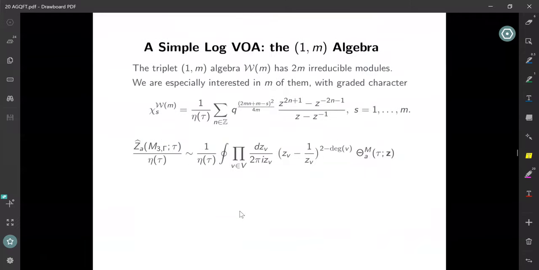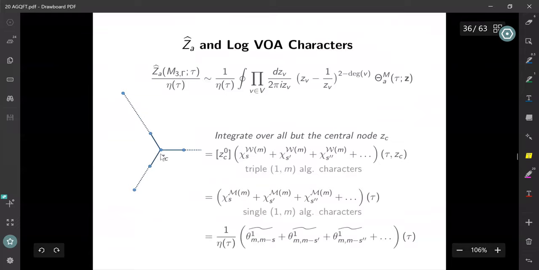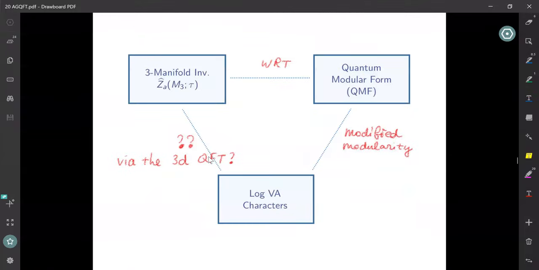So coming back to the relation to Z hat, up to these eta functions, what you actually get is that if you do the integral except for the central node, which clearly plays a distinctive role, then the remaining integrand is a linear combination of triplet 1,M characters. And once you take the contour integral, you're picking out the chargeless part, you're gauging this extra U(1), and then you get the singlet characters. And that holds for all three-star graphs that are negative definite. So that's one example of the relation between quantum modular forms and three-manifolds, and we also see the hints of the log VOA coming.